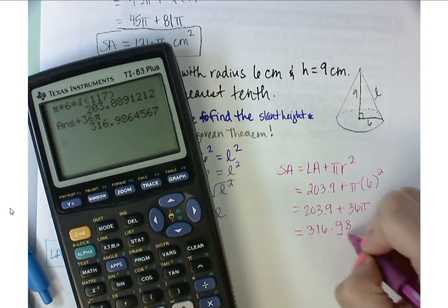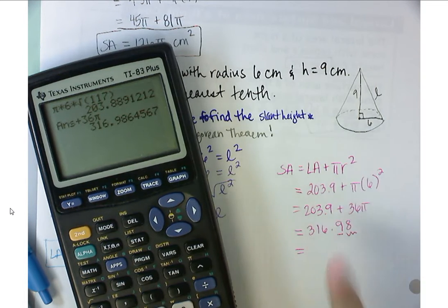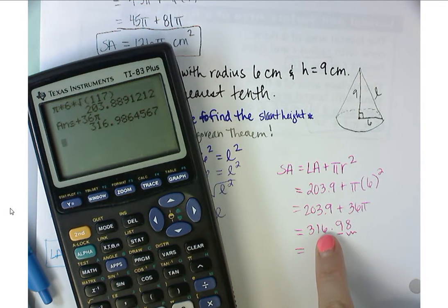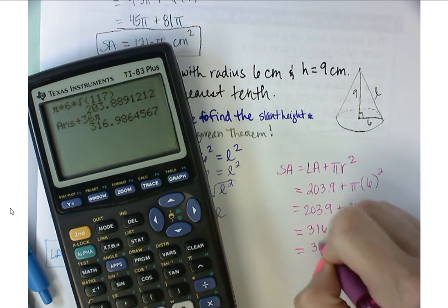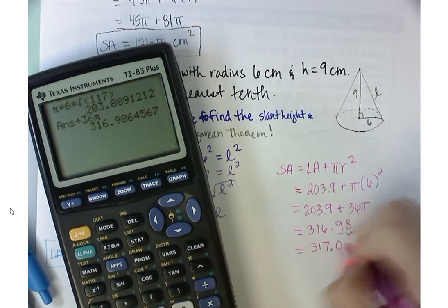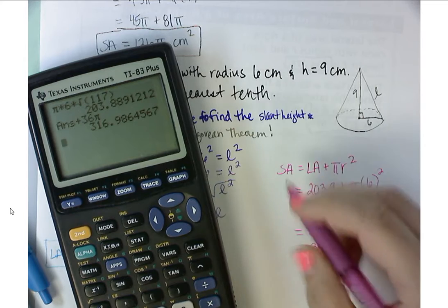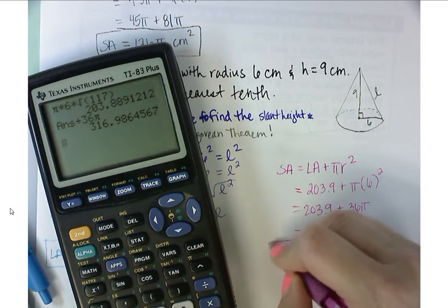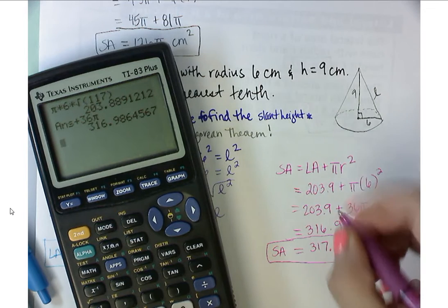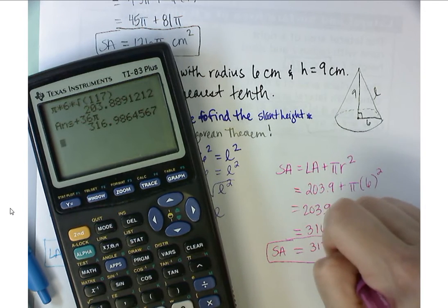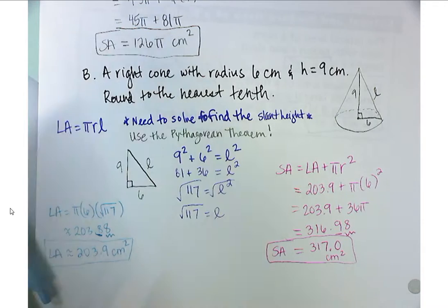So again, you have to look at that number. When you have that 8, what does it push the 9 up to? A 0, and it pushes this up to a 7, right? So when you write your answer, because remember it's rounded, it's 317.0. It's a rounded answer. It's not just 317. And that's also centimeters squared.